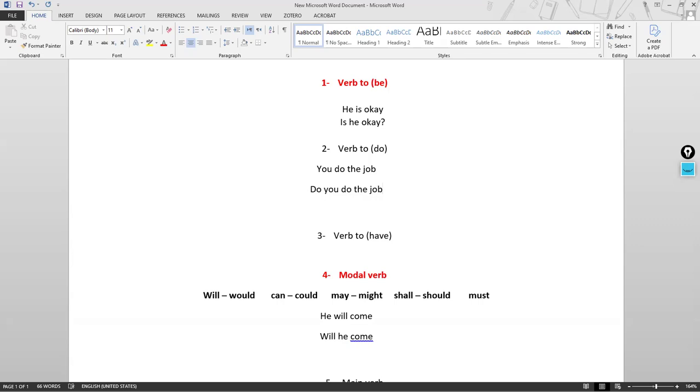Let me tell you why. Because do is a weak verb, not strong. Because it is weak, I have to use do, does, did. This is the auxiliary do, and this is the second one, which is the main verb.